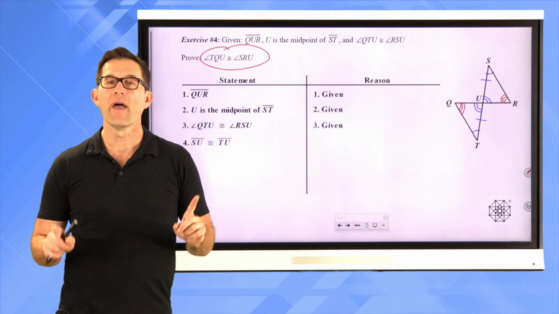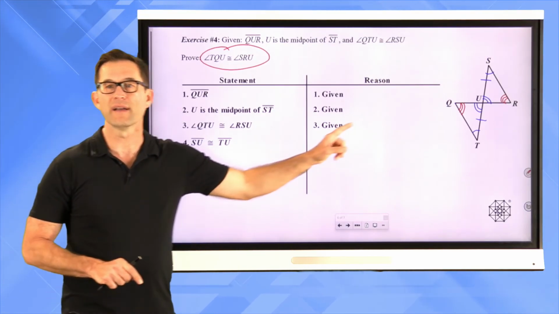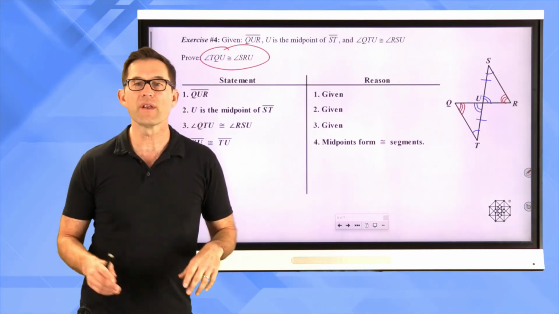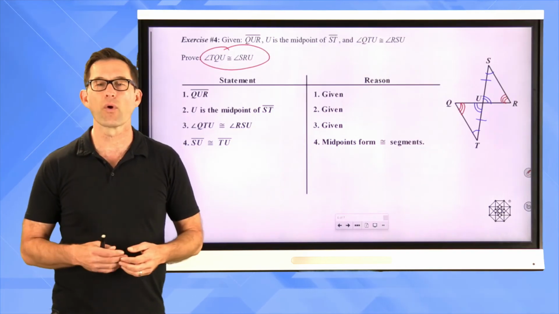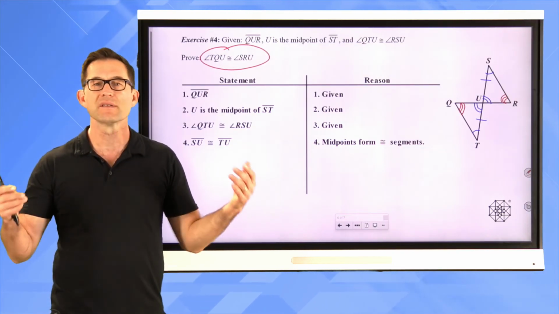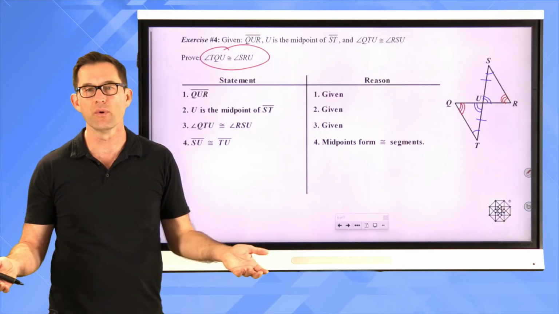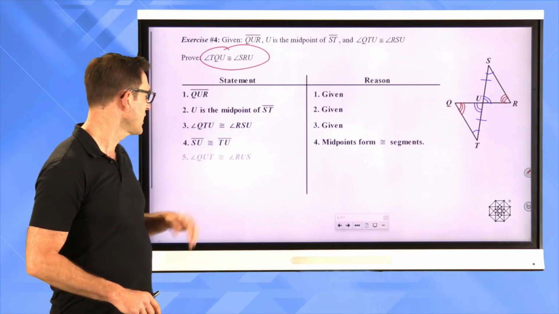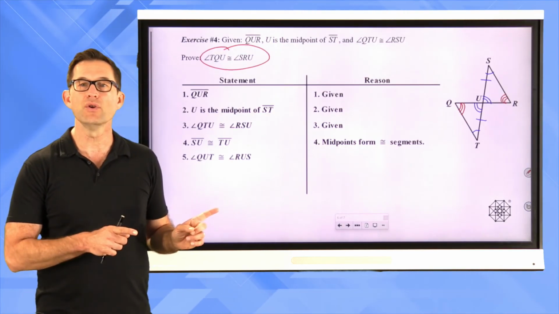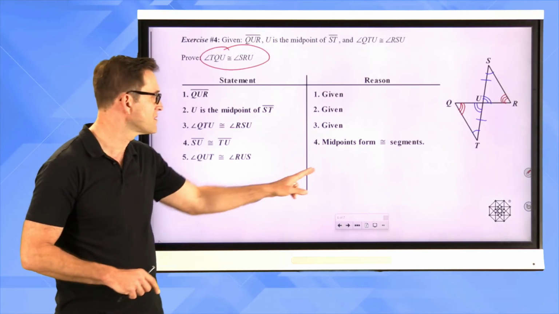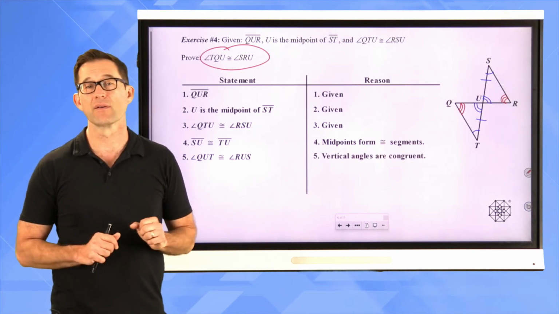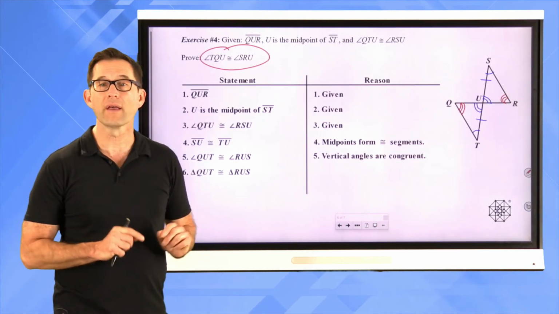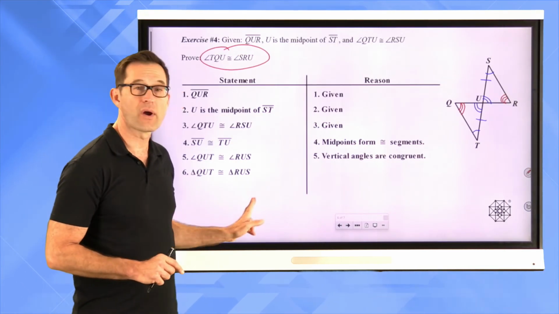All right, so now, SU is congruent to TU. That's this little piece. And why did I conclude that? I concluded it because I know that midpoints form congruent segments. Or you could say because a midpoint divides a segment into 2 congruent segments, or something to that effect, right? Now I got to get those vertical angles in there. Angle QUT is congruent to angle RUS, and that's because vertical angles are congruent. And finally, I can conclude that triangle QUT is congruent to triangle RUS.